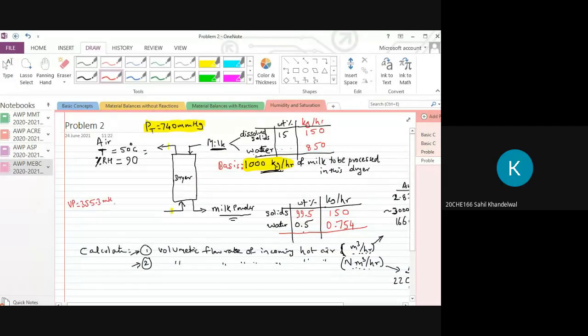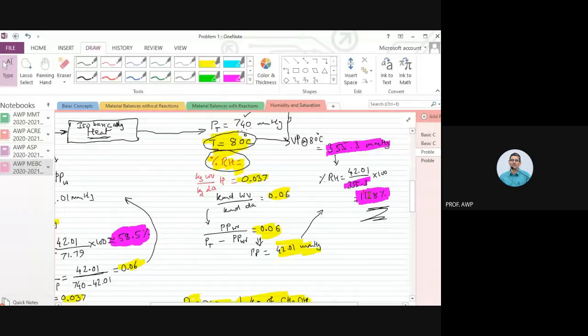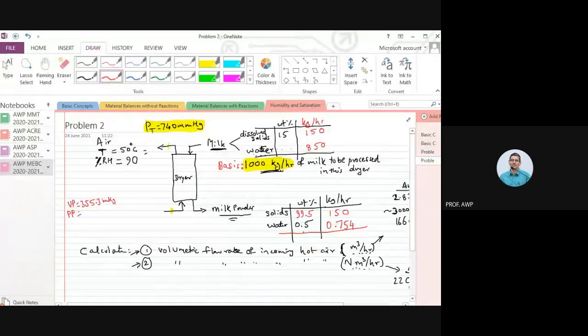Sir, I found the partial pressure. Okay, partial pressure also we found in the previous one, and that's how we in fact found the relative humidity. Partial pressure was 42.01. It was already there in the previous problem, right? Yes, sir. Did you do it again? No, no, sir. Okay, okay.